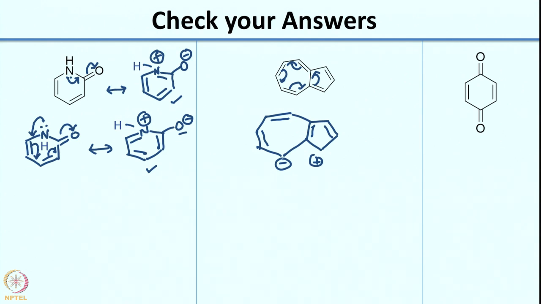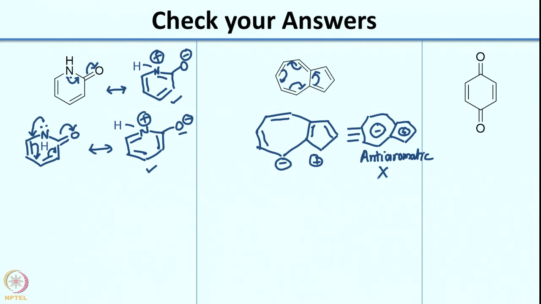Now if you look at this structure, will this structure be very stable? What you would see is, in this structure, because you have a positive charge here and a negative charge on the second ring, you can equate it to a structure where you have a positive charge here and a negative charge here. If you remember the basic rules of aromaticity, it makes both these rings anti-aromatic. So this will not be a major contributing structure.